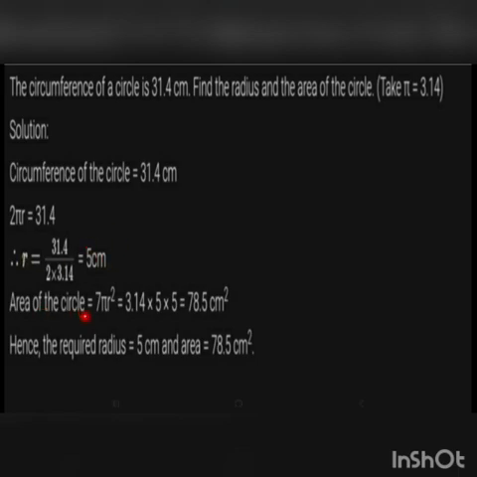Then finding the area of the circle. What is the area of the circle? Pi r square. What is pi? 3.14 into 5 into 5. You will get 78.5 centimeter square. So they have asked you to find the radius, then the area. So we found the radius and area.